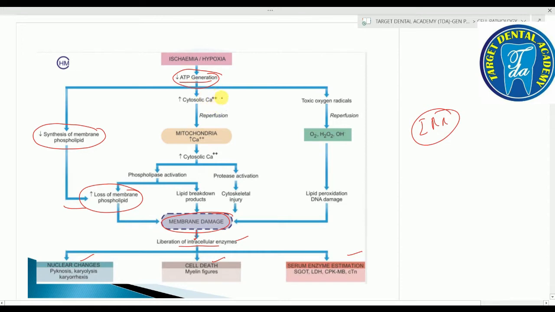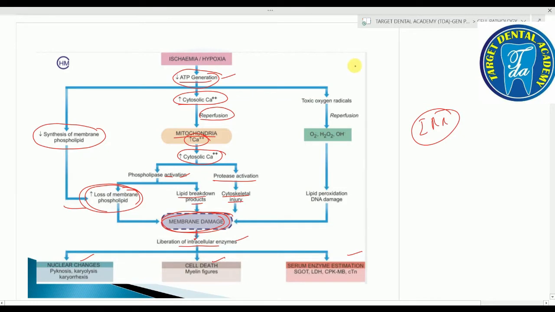In the second condition, when there is decreased ATP generation, it leads to increased cytosolic calcium ions, and with reperfusion there is increased calcium in the mitochondria. There are two consequences: phospholipase activation, which increases the loss of membrane phospholipid, and lipid breakdown products, which lead to membrane damage. Second, with increased cytosolic calcium ions, there is protease activation, which leads to cytoskeletal injury, and which finally leads to membrane damage.